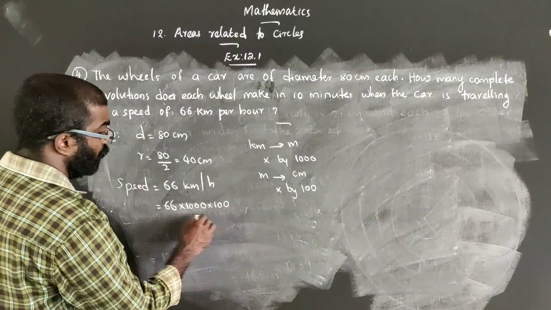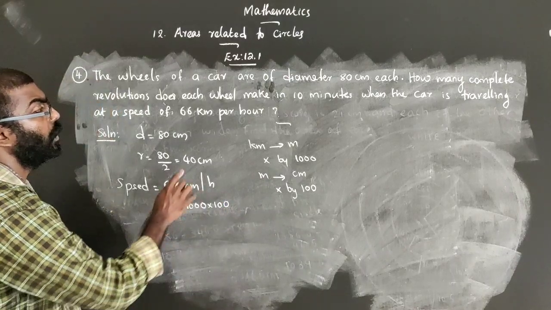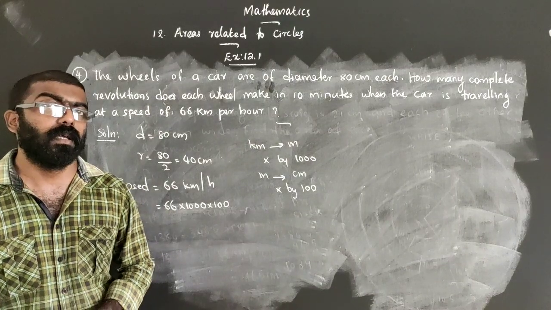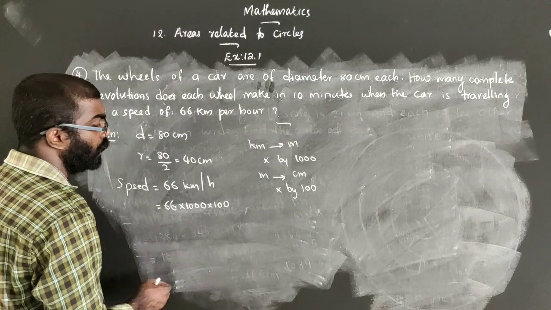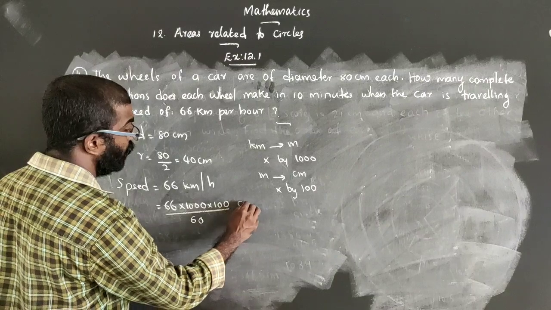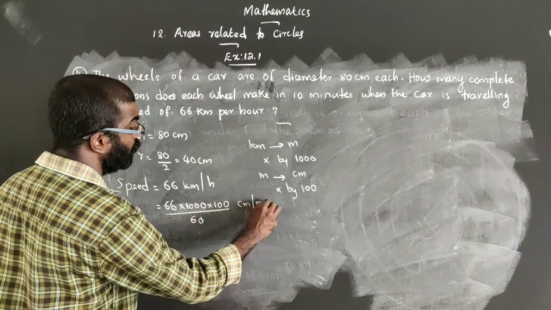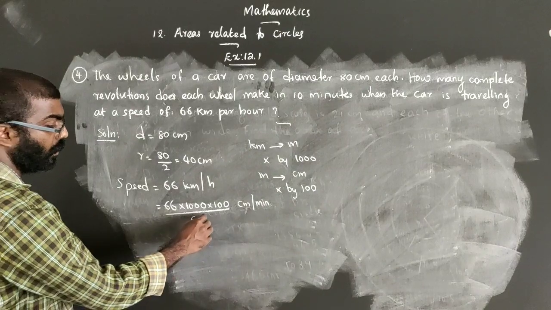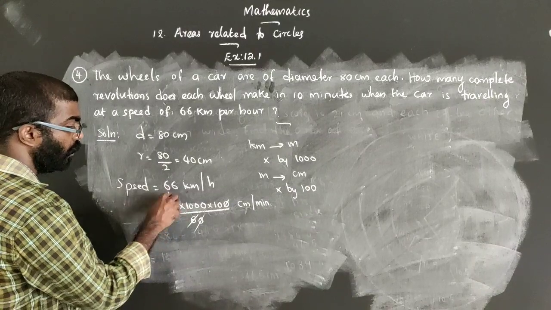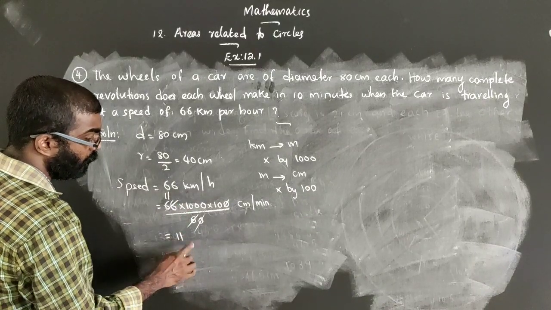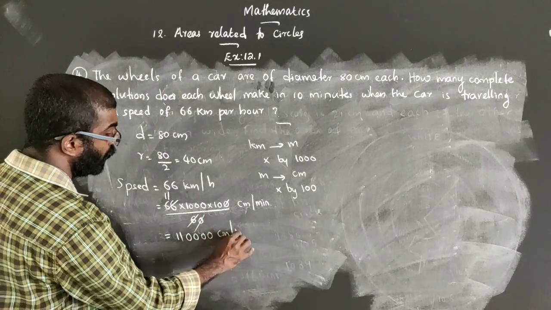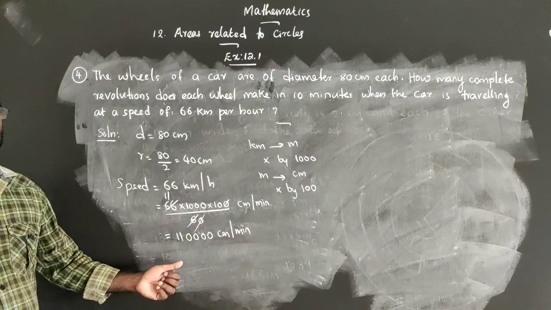Clear? Then it is per hour, and here it is in minute. We have to find the number of revolutions in 10 minutes. So that part also we have to convert. Now it is equal to 60 minutes, so divided by 60. Here the unit is centimeter per minute. Okay. Now we can cancel. 0, 0 cancel. Here 6 and 66 cancel, 11. So we get 11 and 4 zeros, centimeter per minute.